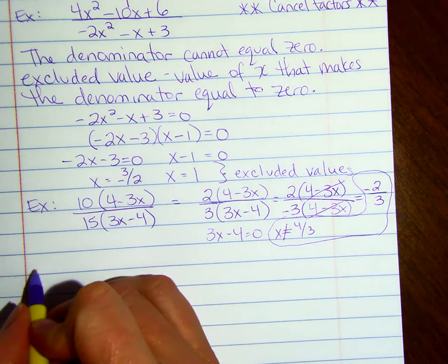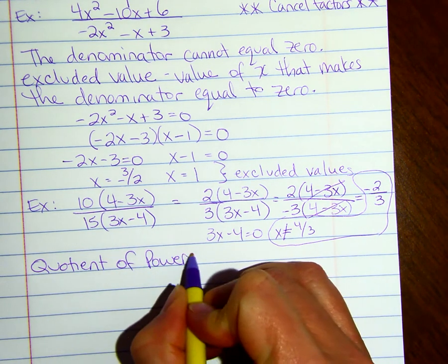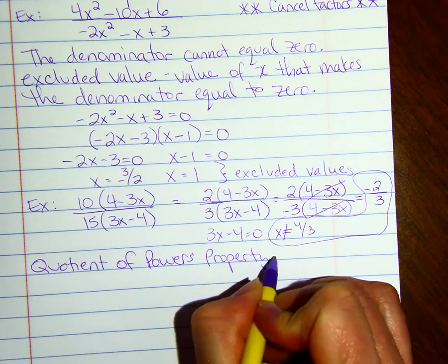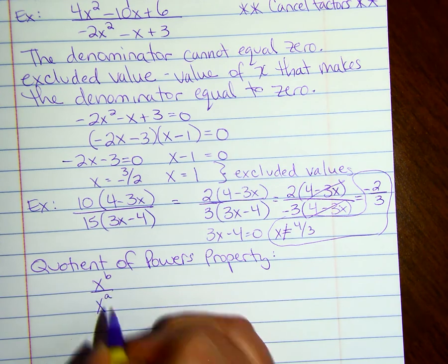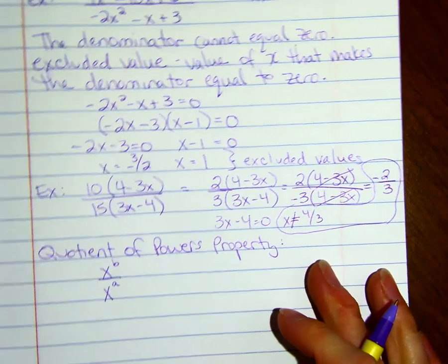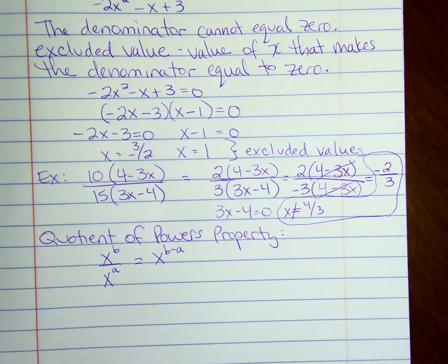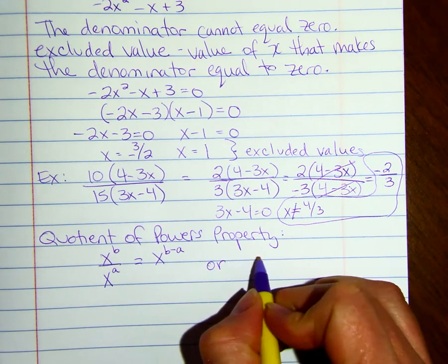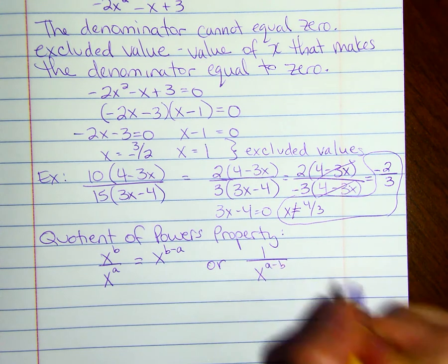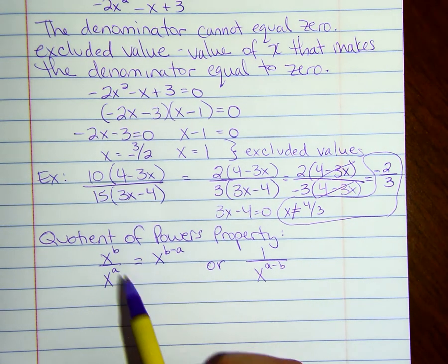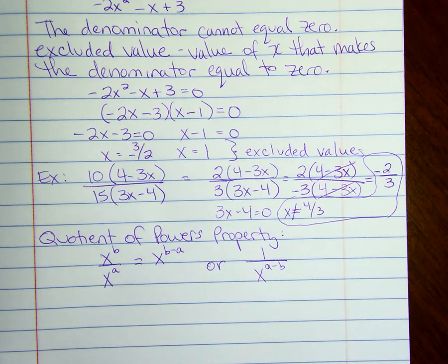The quotient of powers property just says that if you are dividing and you have the same base, you subtract the exponents. Now you could subtract it the other way, where you leave it in the denominator and you have 1 over x to the a minus b. So a lot of times I'll find the biggest exponent and then subtract and leave it either in the numerator or the denominator, depending on where it's at.